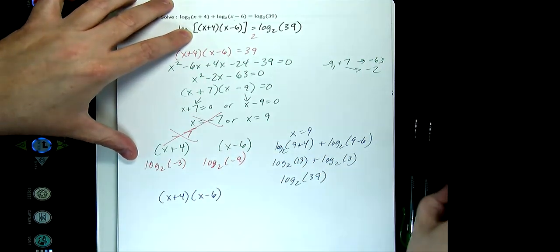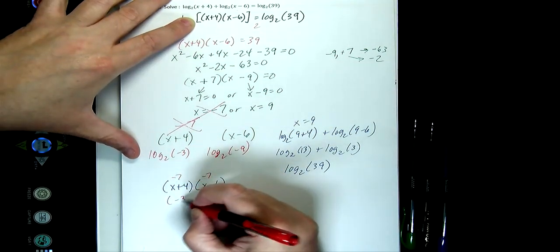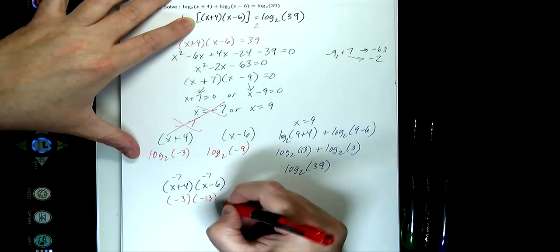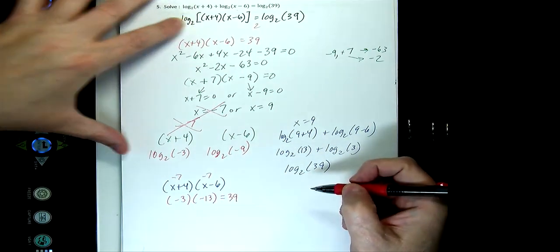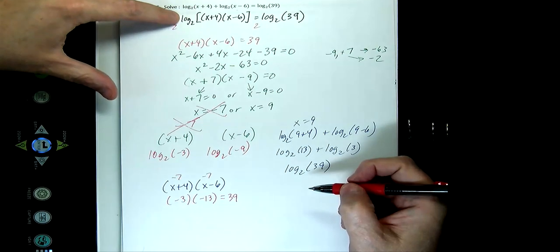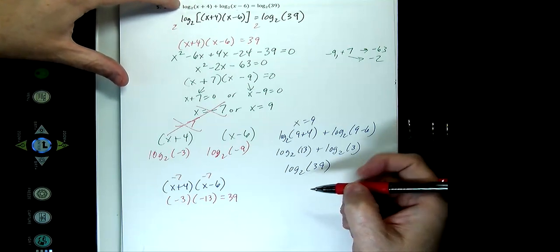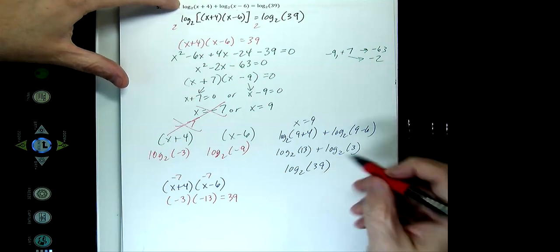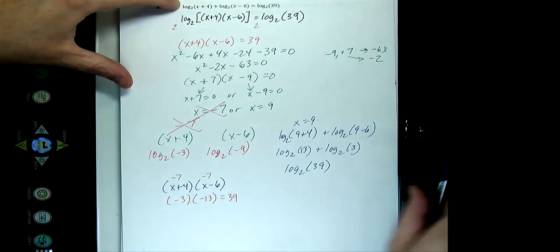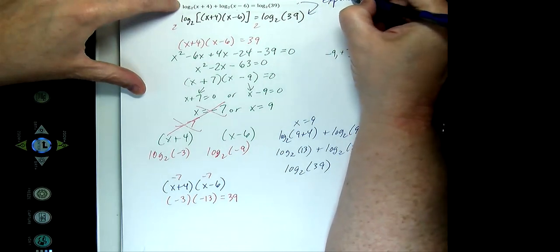If I stick in -7, I have -3 times -13, and that would give me a positive 39. So if you start at the step here, it works. If you start at the starting point where we started, it doesn't work. That's very important. And the reason why is we did some exponent manipulation to get here.